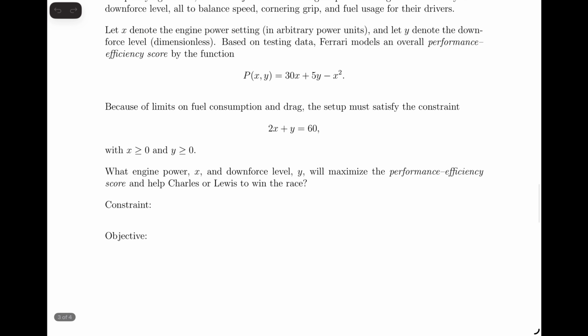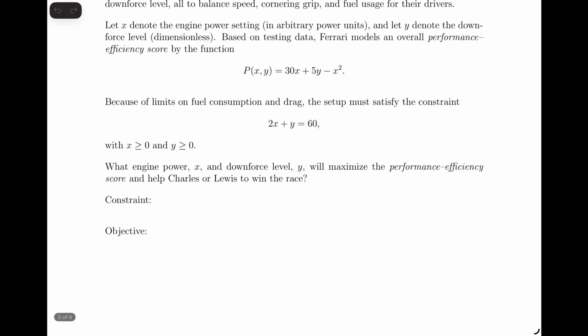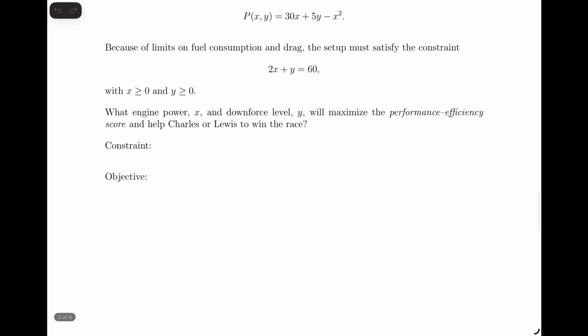Based on prior testing data, Ferrari models an overall performance efficiency score by this function: P of x and y equals 30x plus 5y minus x squared. And because of limits on fuel consumption and drag, the setup must satisfy the constraint 2x plus y equals 60, and both x and y will be positive numbers. We're asked what engine power x and downforce level y will maximize the performance efficiency score and help Charles Leclerc or Lewis Hamilton win the race.